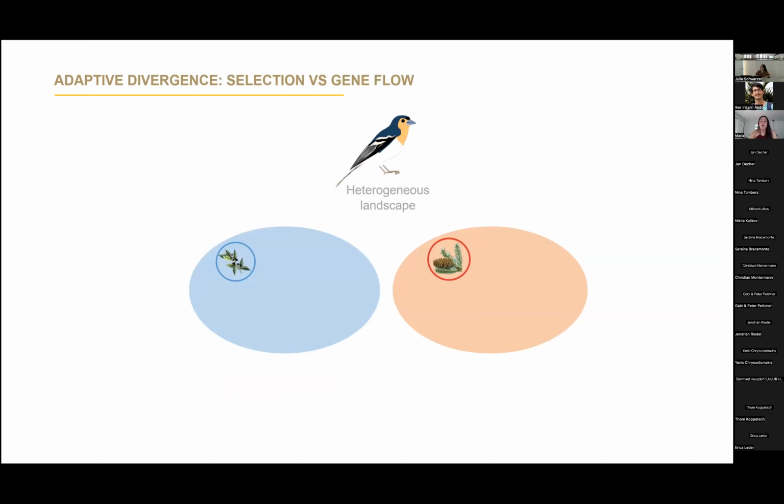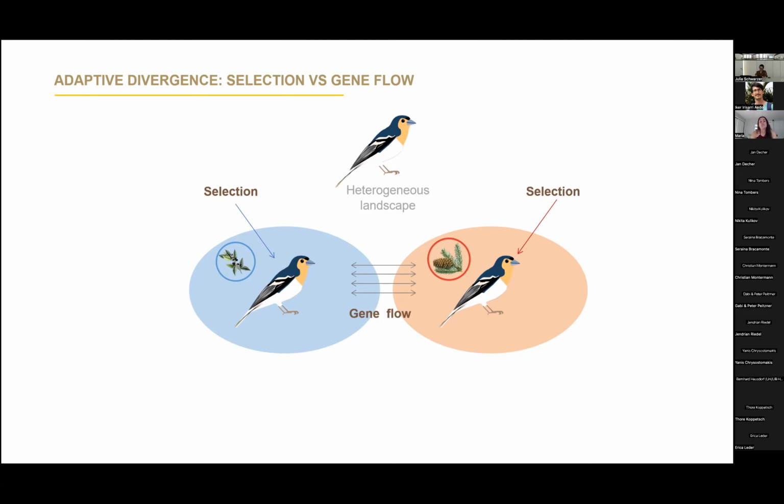So we were particularly interested in understanding the role of natural selection in the divergence process, specifically in this interaction between selection and gene flow. So in the adaptive divergence process, when a species inhabits an heterogeneous landscape, it can spread to occupy all the different environments available. And the selective pressures in those environments will vary. Therefore, the divergence between these 2 populations will depend on the interaction between selection and gene flow.